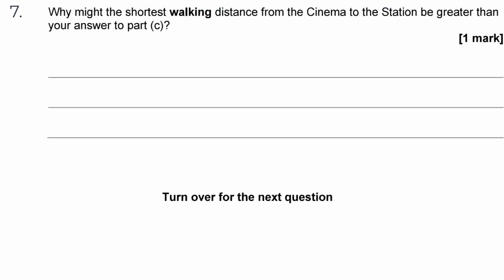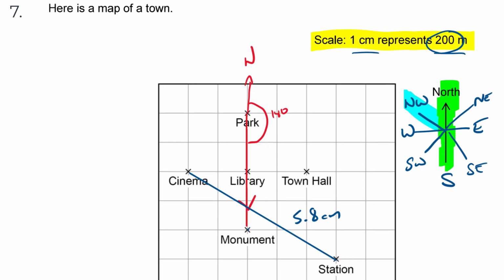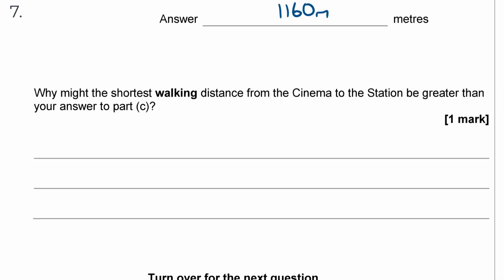Finally, 8D says, why might the shortest walking distance from the cinema to the station be greater than your answer to part C? Okay, so why might the shortest walking distance from the cinema to the station be greater than your answer? Well, if you come back to the diagram here, you can see that this path is direct, and there might be things in the way. This monument, there might be a fence around this monument that you have to then go around. So the actual walking distance might be longer than the direct route, because there might not be a path all the way through. So I'm going to write something like that down.